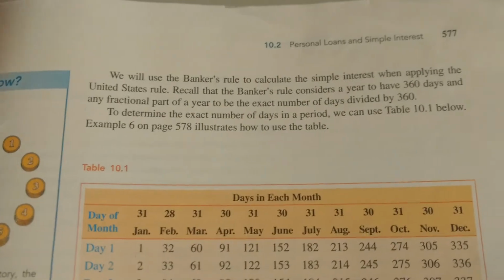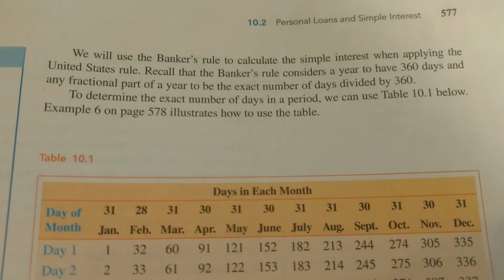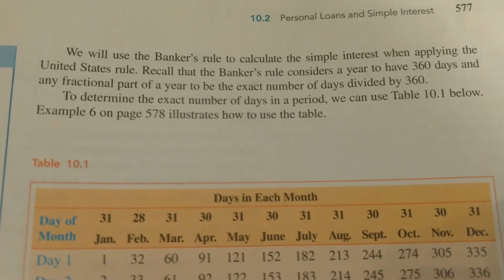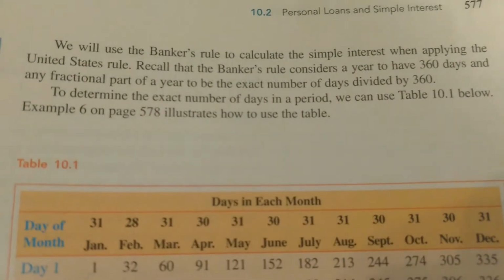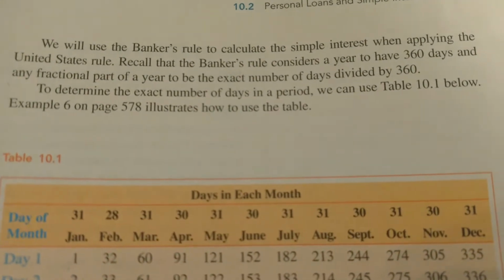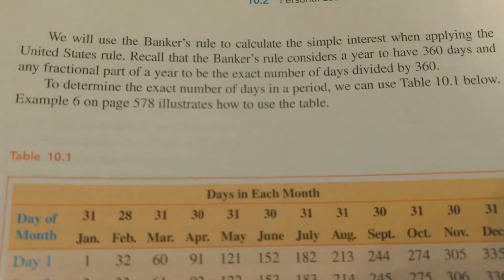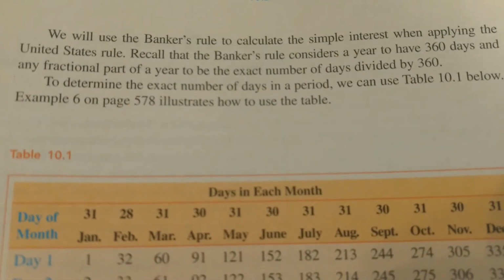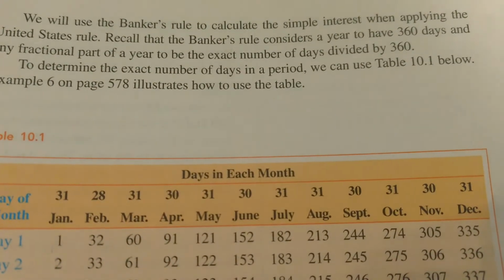What happens next is, they developed a chart. And so it says, we will use the banker's rule to calculate the interest when applying the United States rule. Recall that the banker's rule considers a year to have 360 days, and any fractional part of a year to be the exact number of days divided by 360. So, let's go to an example problem and see how we use this chart.